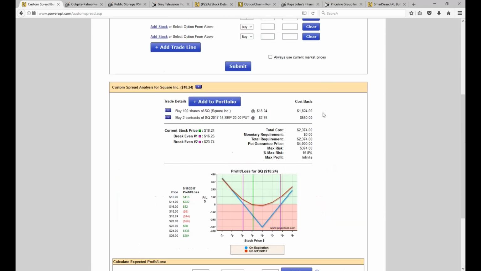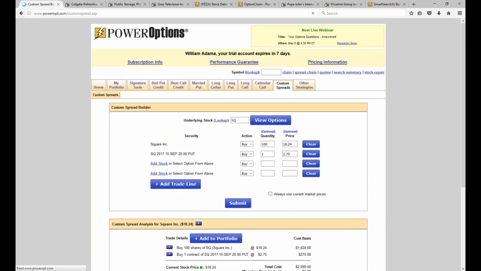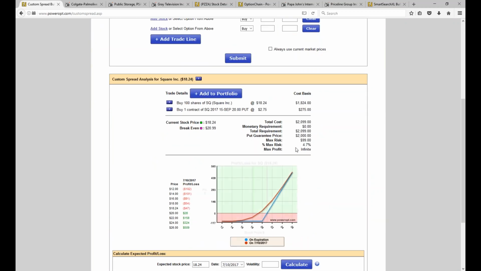You could do it just as this. There's nothing wrong with doing 1-to-1 in this case, because even if the stock gaps down 10%, the worst possible scenario you could lose is 4.7. And if it gaps up, you're in a pretty good position. Okay, that's what I like about trading it. All right.